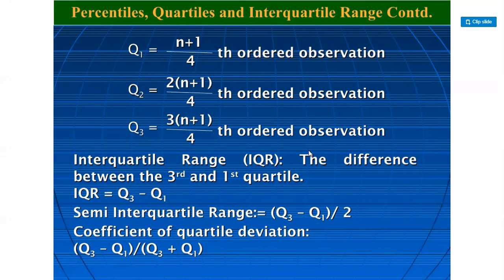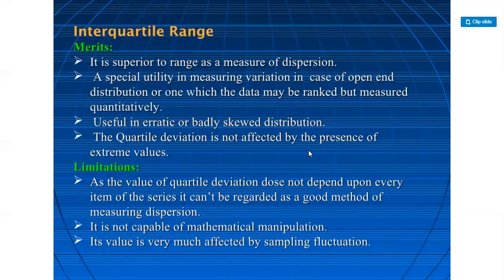The interquartile range is the difference between the third and the first quartile. The semi-interquartile range equals Q3 minus Q1 divided by 2. The coefficient of quartile deviation means Q3 minus Q1 divided by Q3 plus Q1. With the help of an example, we will see this here.